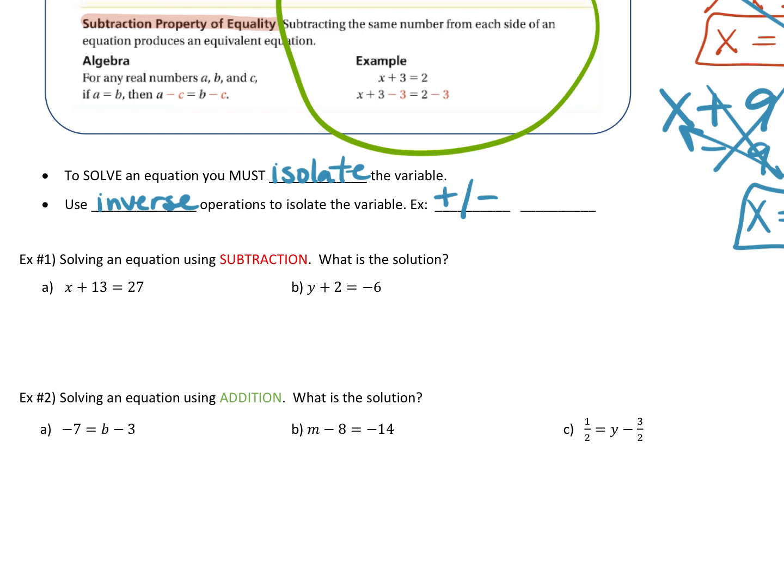What other two operations are inverses? Multiplication and division. And what? Squared and square root. Yeah, those are inverses also. Yes, that is true.